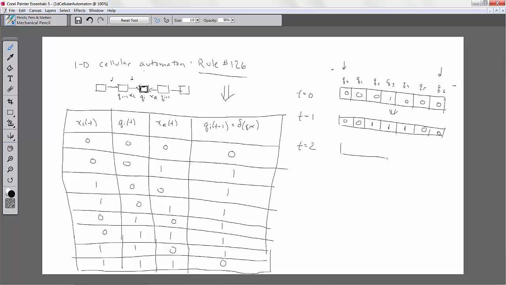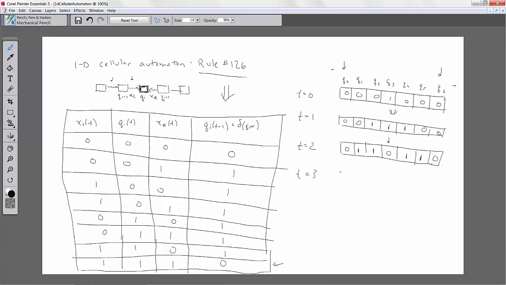We can follow the same process to advance to time 2, following the same rules for these 7 cells. The two boundaries we can just keep at 0 as boundary conditions. This one had one of its two neighbors at 1, so it turns to 1. This one, with one of its neighbors and itself at 1, stays at 1. This cell, for example, Q3, changes back to 0 because it's 1 and its two neighbors are 1, so it falls under this last rule, under rule number 126. And these other two turn to 1 for the same reasons as these first couple.